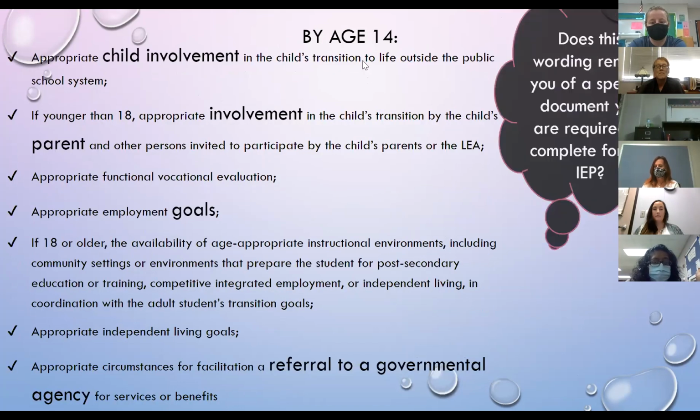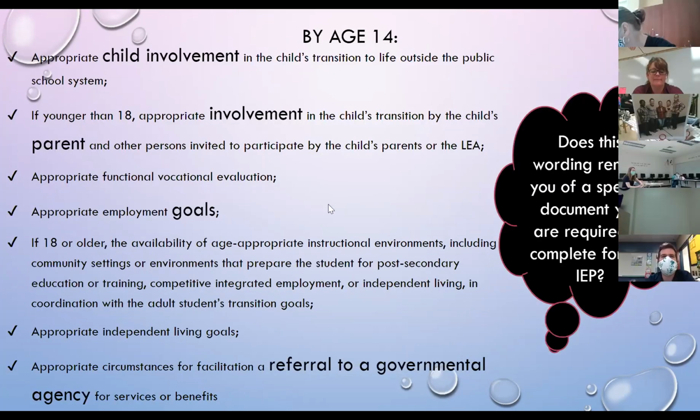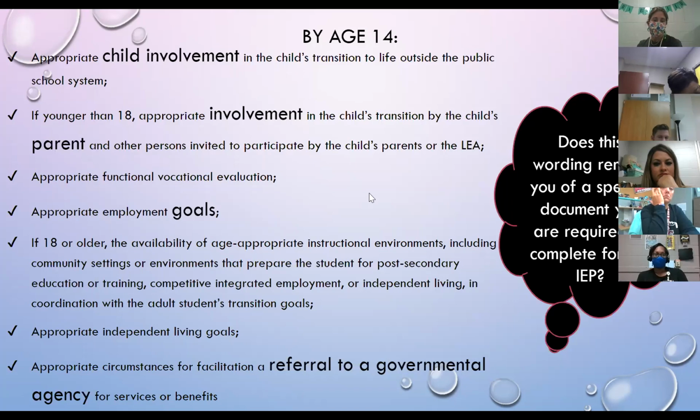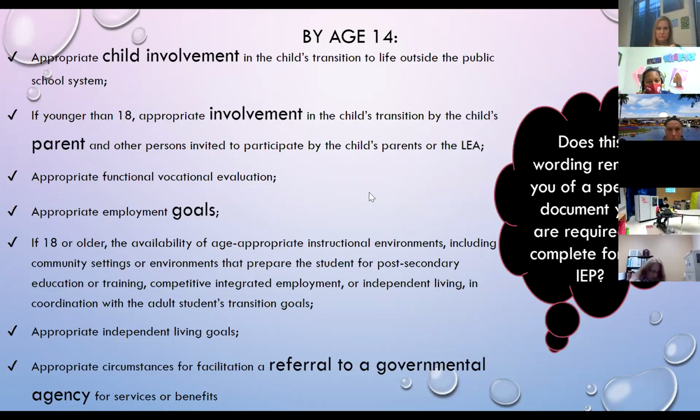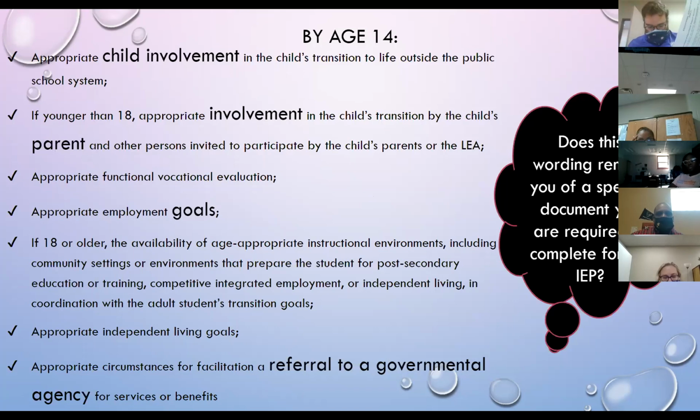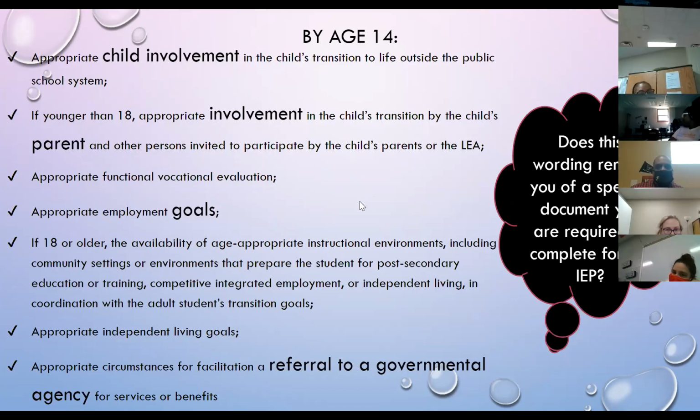So according to the framework, there are many things we have to do by certain ages. By age 14, there's an entire list of things that we have to do. If you read this, it would look exactly like what our transition supplement looks like. I'm just going to highlight some particular words that are important: the child involvement, the parent involvement, the use of and creation of goals, and the referral to governmental agencies.